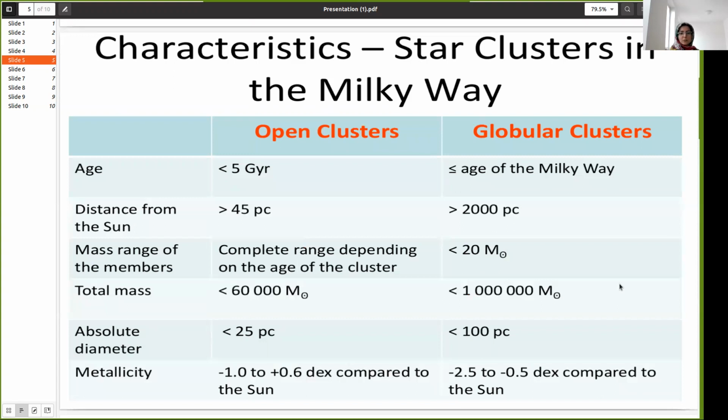The absolute diameter for open clusters is less than 25 parsec, but for globular clusters, it is less than 100 parsec. And metallicity for open clusters is -1 to +0.66 compared to the sun, but for globular clusters, it is -2.5 to -0.5 compared to the sun. You see that there are many differences between open clusters and globular clusters.